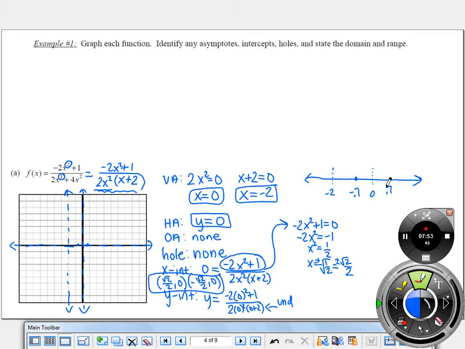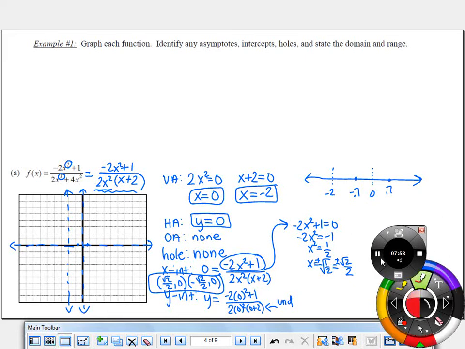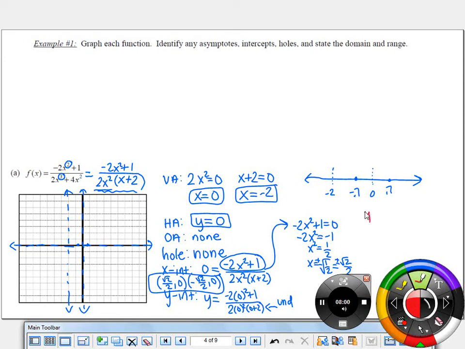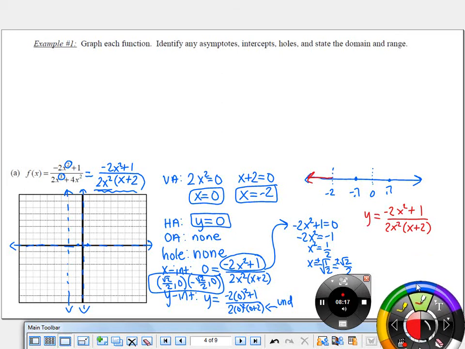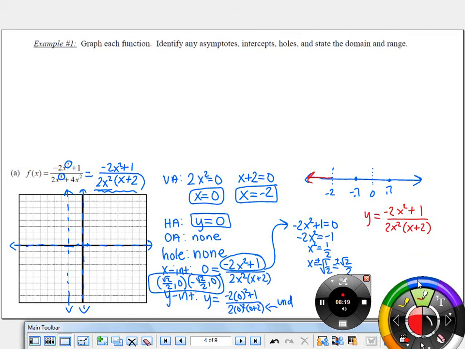So now I'm going to go ahead and analyze the signs. What I mean by the signs is I'm going to think about how my function is set up. So I basically have y equals negative 2x squared plus 1 over 2x squared times x plus 2. And what I'm going to ask myself is if I plug in a number in this range, so a number that is less than negative 2 as an x value, does the function turn out to be positive or negative? So the way I'm going to look at this is, does the numerator turn out to be positive or negative, and each factor in the denominator, to make that decision.